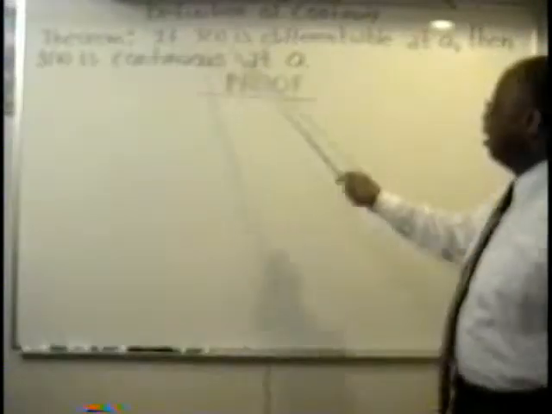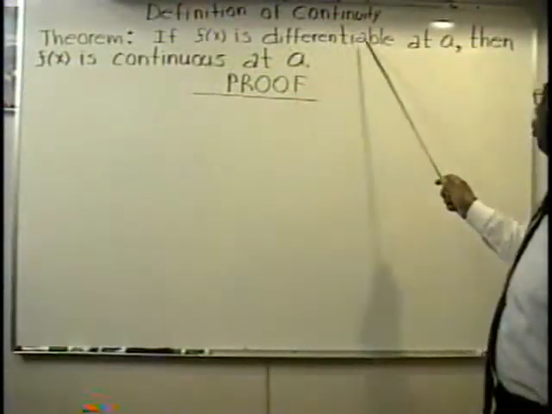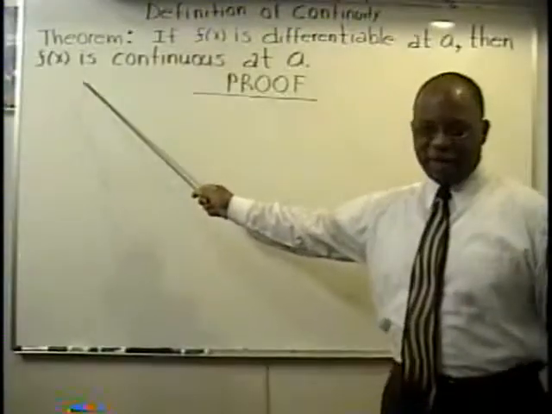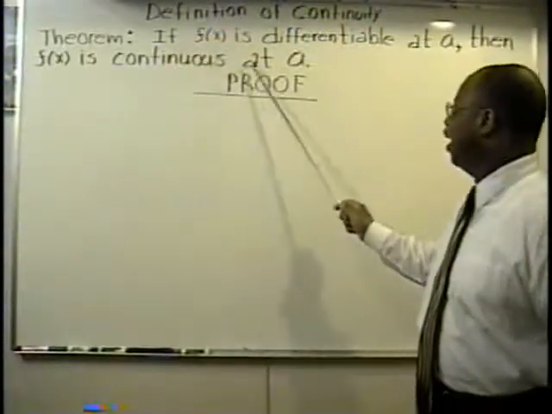Theorem. If f of x is differentiable at A, if we can differentiate the function at A, then f of x is continuous at A.